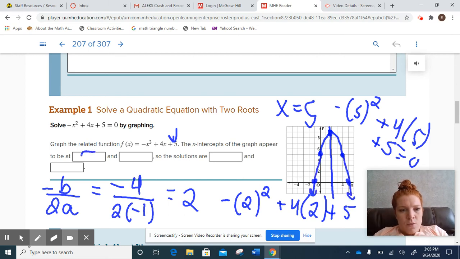Okay, so 5 and negative 1. So the solutions are 5 and negative 1.